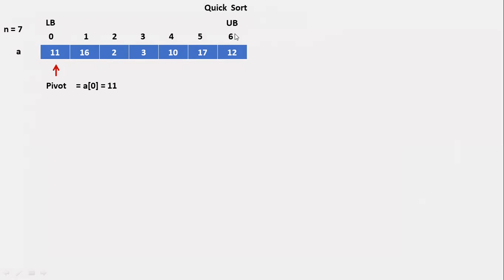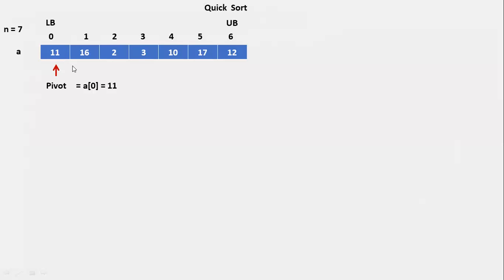Okay. So now the simple thing is we have to find the proper place for this particular pivot element, that is 11. So elements less than 11 should be towards the left side and greater than 11 should be towards the right-hand side. So any element that is greater than the pivot element, we have to move towards the right side. And any element less than this particular pivot element, we have to bring towards the left-hand side.